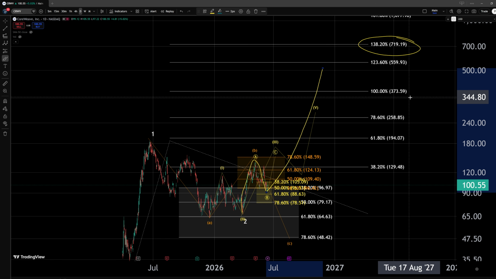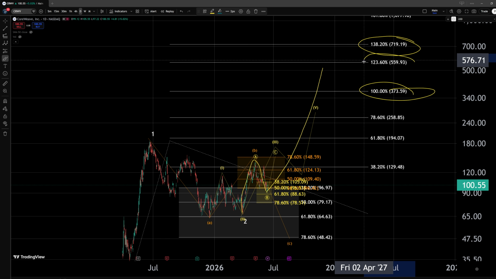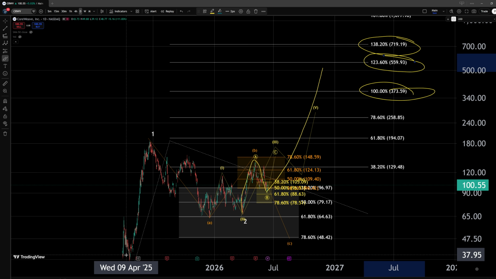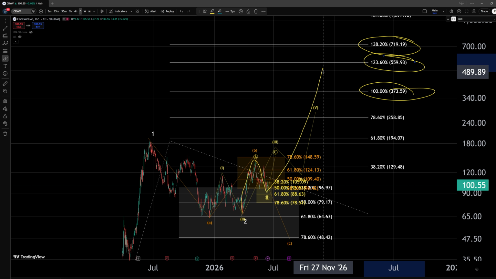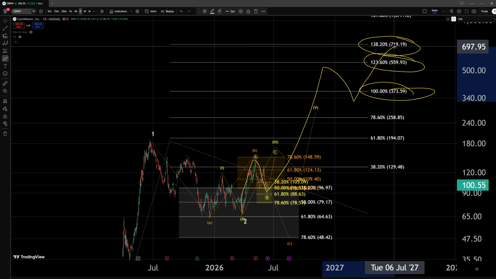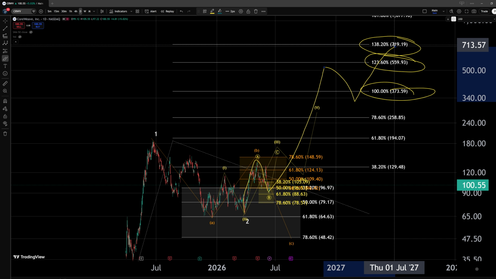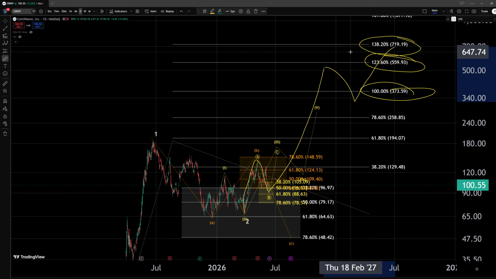Maybe it reaches the 100% extension, maybe the 123.6% extension of the large wave 1, before it completes then a large wave 4 and a large wave 5, thus reaching its larger time frame target. And all of this is very nice.